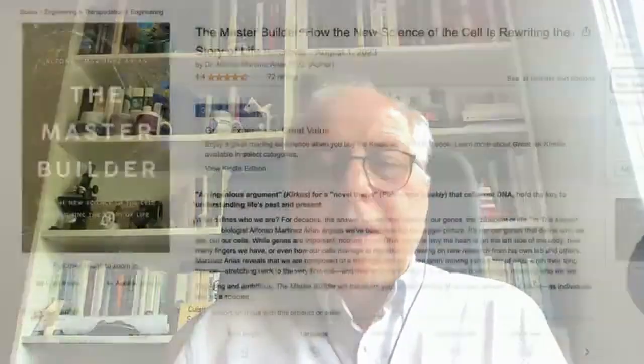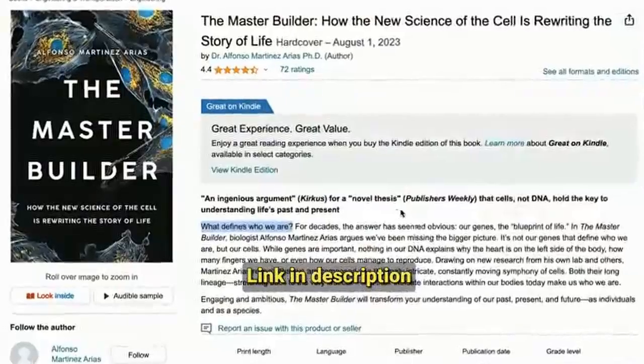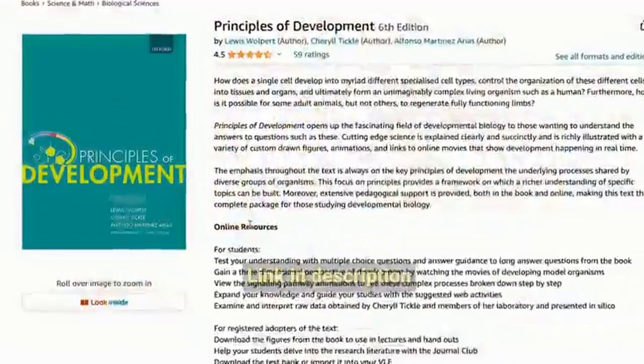Again, for people who are listening or watching, you have a book for the general audience called The Master Builder, correct? Correct. Thank you. Okay. And then there's another book that you have with some other people like Wolpert, which is published by Oxford University Press, called Principles of Development.